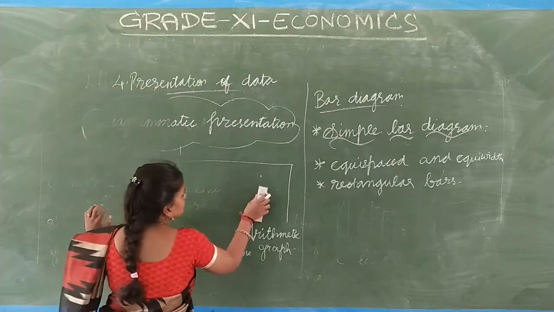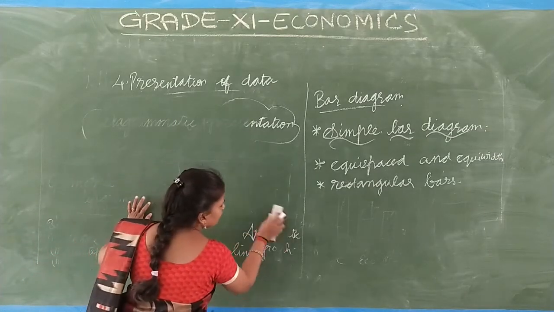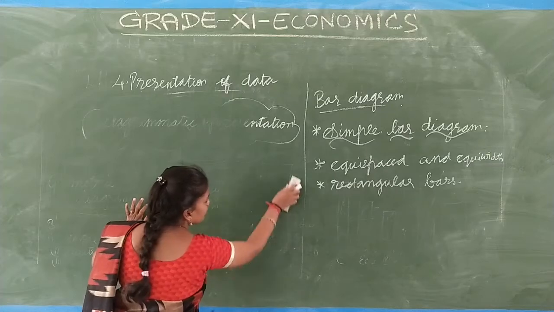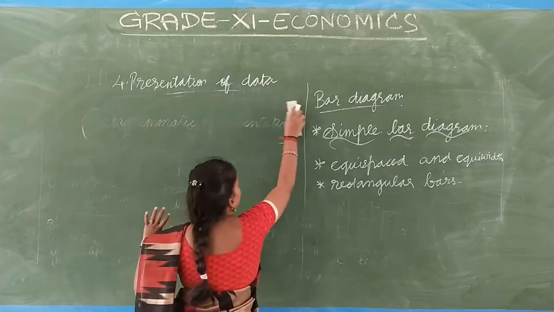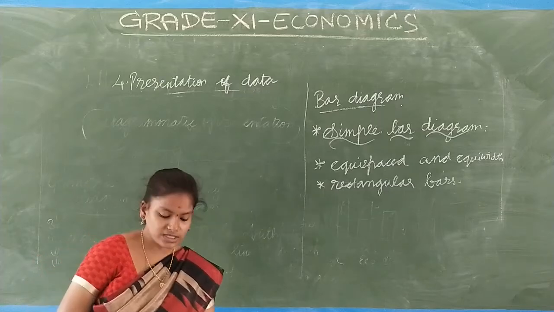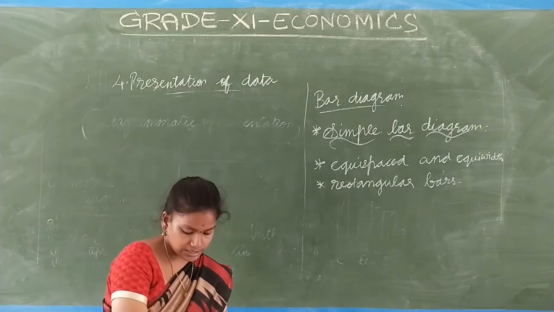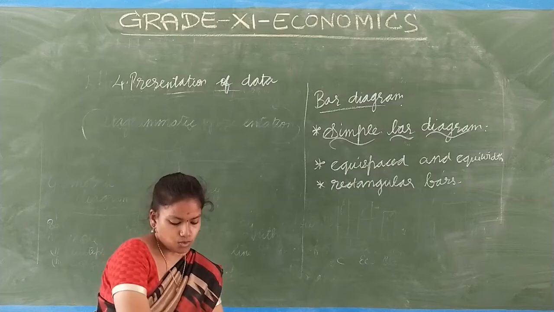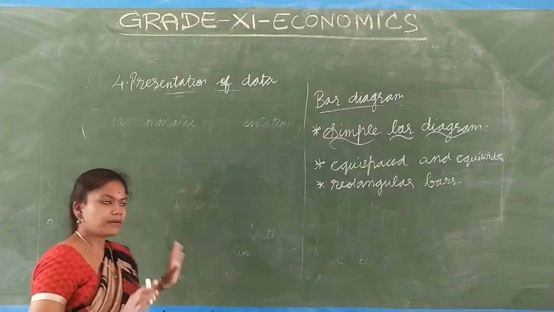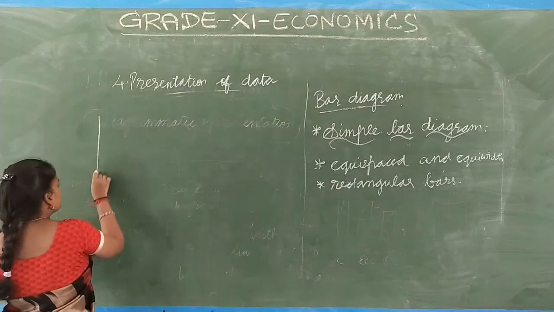Alright, first what are we discussing, children? Simple bar diagram, where we have equispaced and equiwidth rectangular bars, and each bar mentions a class or a category of the data. Fine. So you have an example, but I am going to give you a different one.